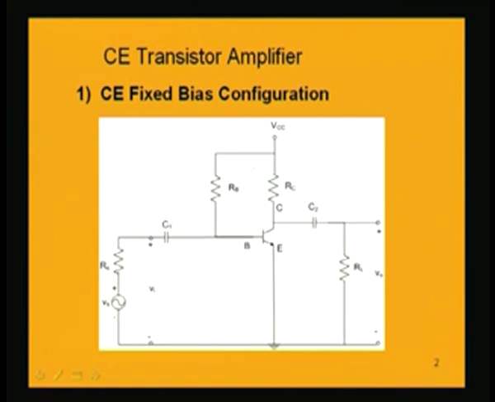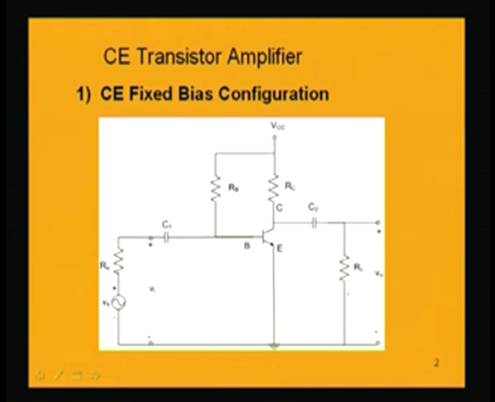Apart from these biasing resistances, there are capacitances which are used for coupling the signals. C1 is the input coupling capacitor which couples the signal Vs, and the output V0 is obtained by coupling the collector through a capacitor C2. The input signal Vs has a series resistance Rs, and we get the output voltage V0 across the load resistance RL.